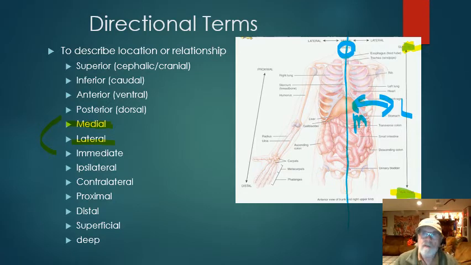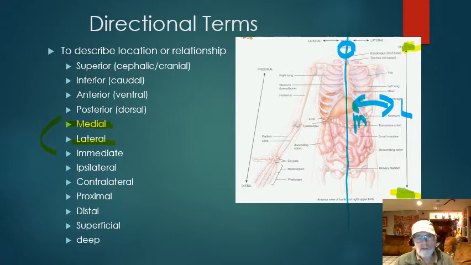I could say my ear is lateral to my eyes, which it is. Because my eyes are close to the midline, the eyes would be medial to my ears, or my ears would be lateral to my eyes. Makes sense. So if something is closer to the midline, it's called medial. If something is further away from the midline, it's called lateral.